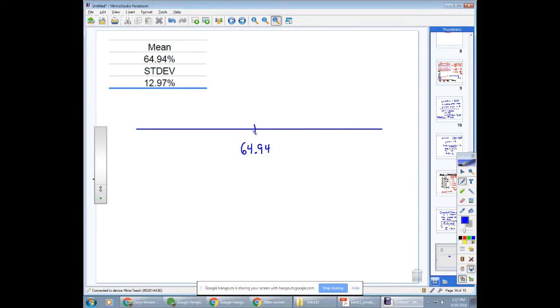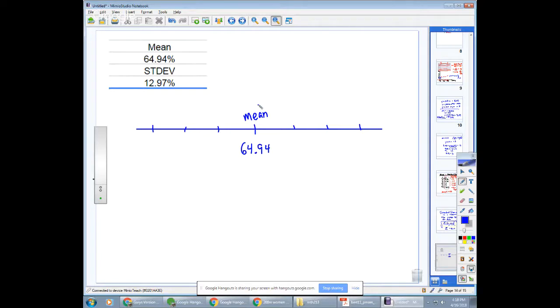So then what we're going to do is in the remaining distance I have, I'm going to make 1, 2, 3 marks. So right in the middle is my mean. I've got 3 marks to the right. I'm going to do the same thing to the left, try to keep them equally spaced. 1, 2, 3 marks to the left.